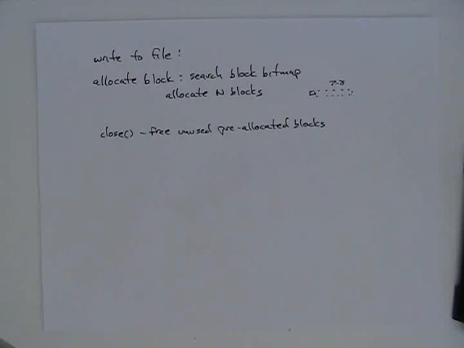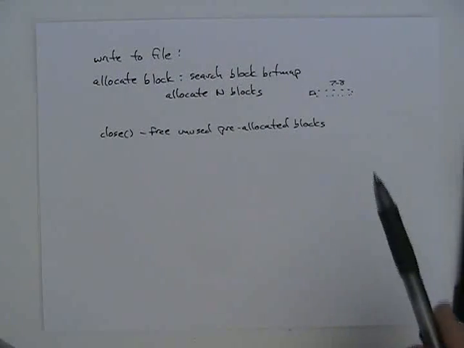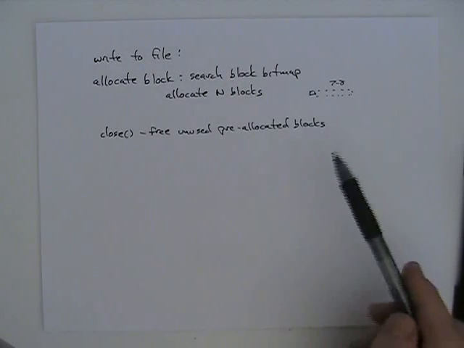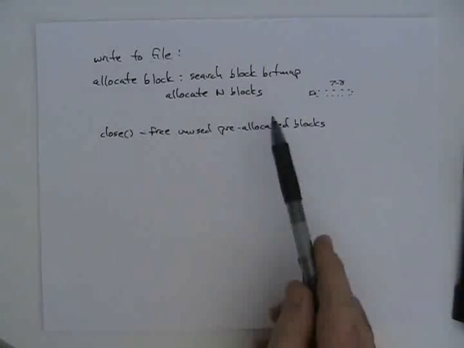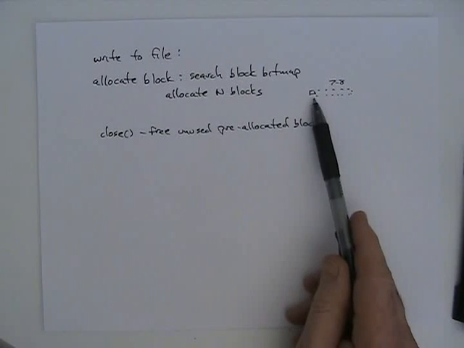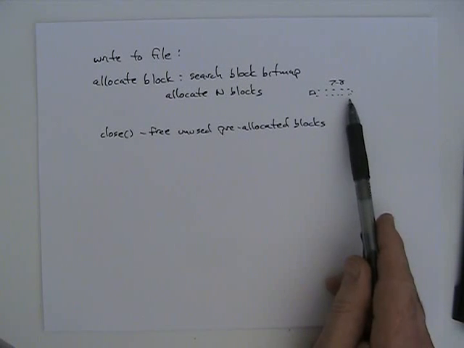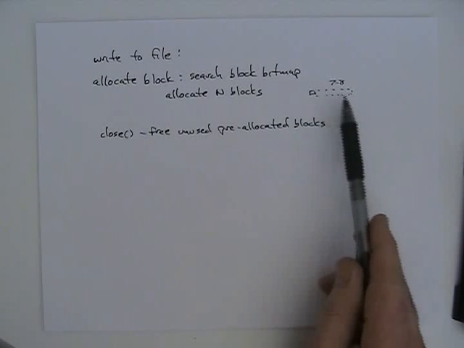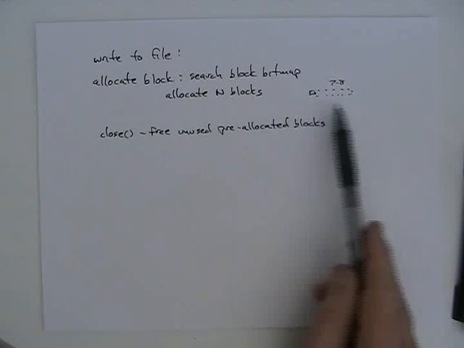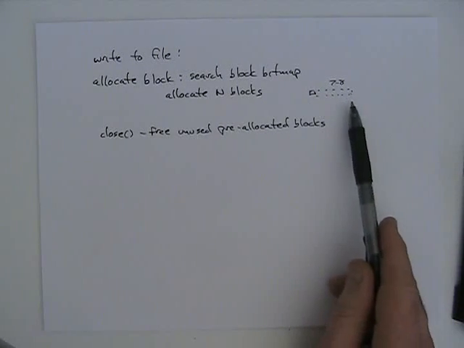So this is another efficiency mechanism. We're trying to ensure that we can allocate blocks that are contiguous on disk, even if multiple processes are writing to the same directory.